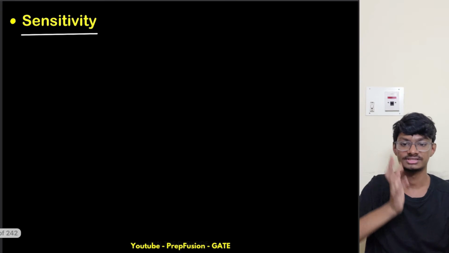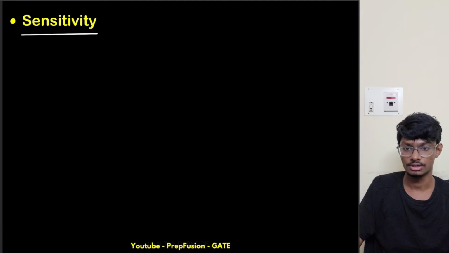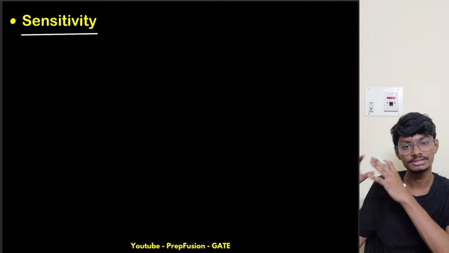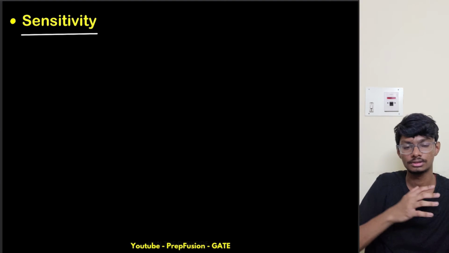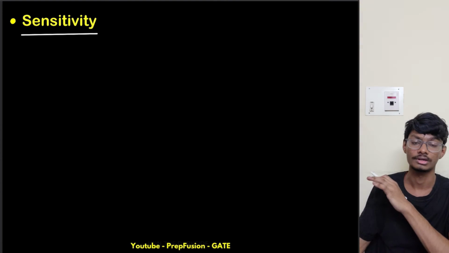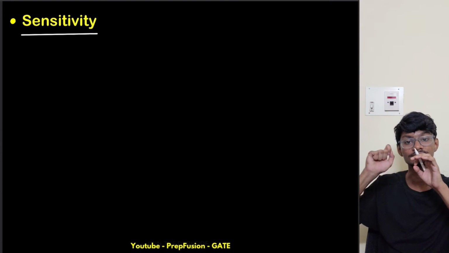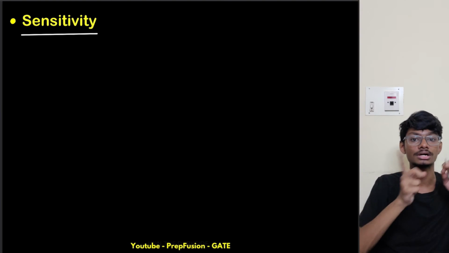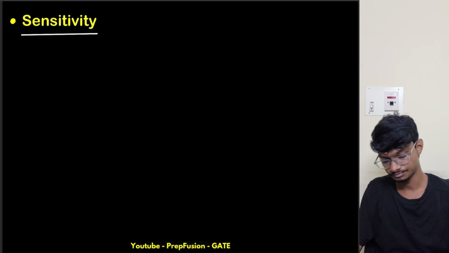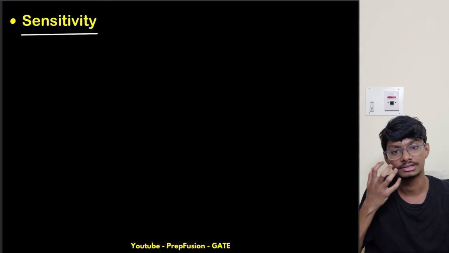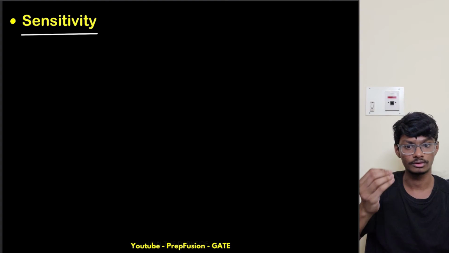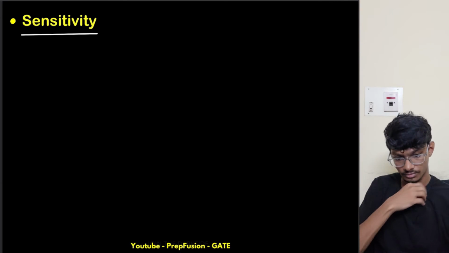Now we'll come to sensitivity. What does sensitivity mean? Sensitivity means how much a particular variable is sensitive with respect to another variable. Let's say how much our output is sensitive with respect to changes in the system. If the system changes slightly, if there is a certain disturbance in the system, how much does the output also change due to that disturbance in the system itself? So that is what sensitivity basically means. If you want to write it, you can write it now.